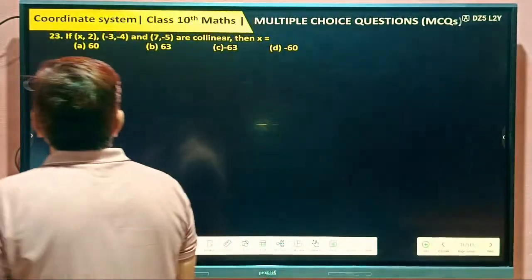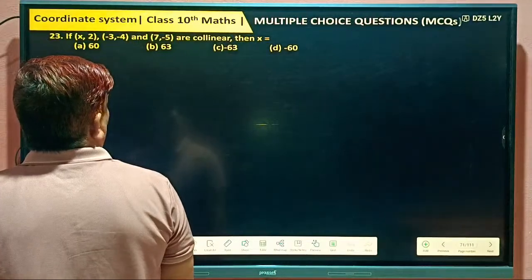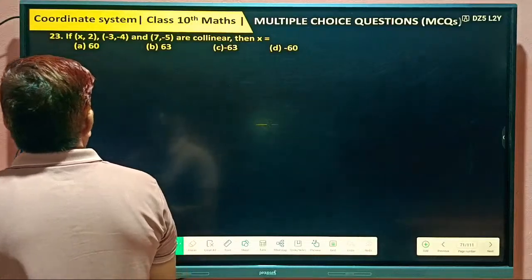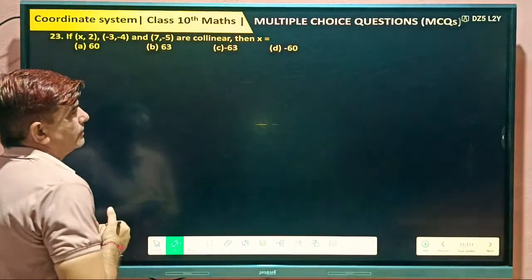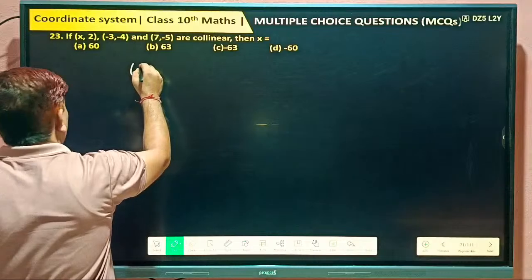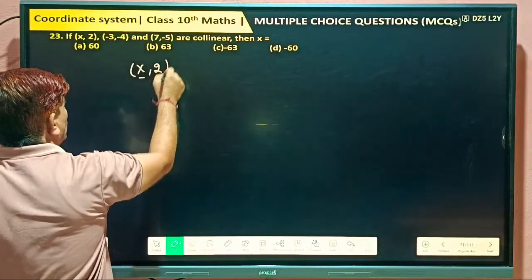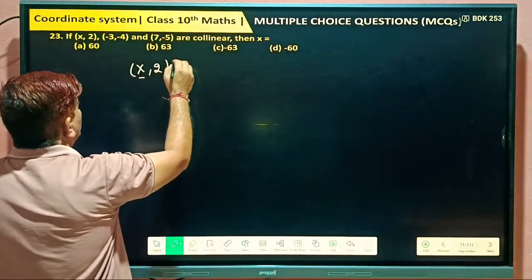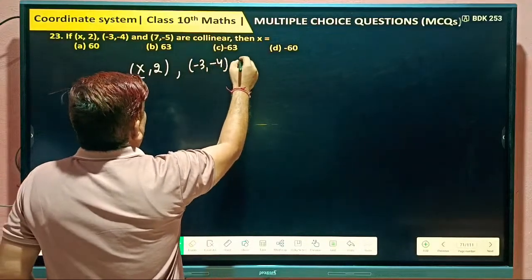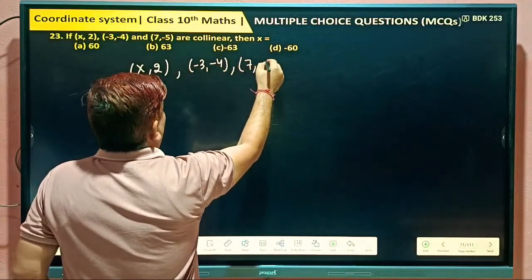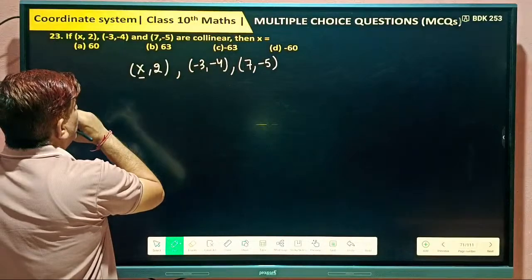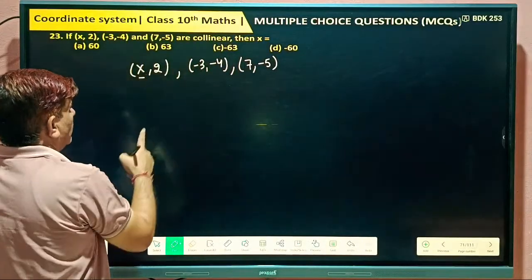Next, if the points are collinear, then what's the value of x? So what we can say here, these are the points. Which points? x, comma 2, then minus 3, minus 4, 7, minus 5. So if the points are collinear, then find the value of x.